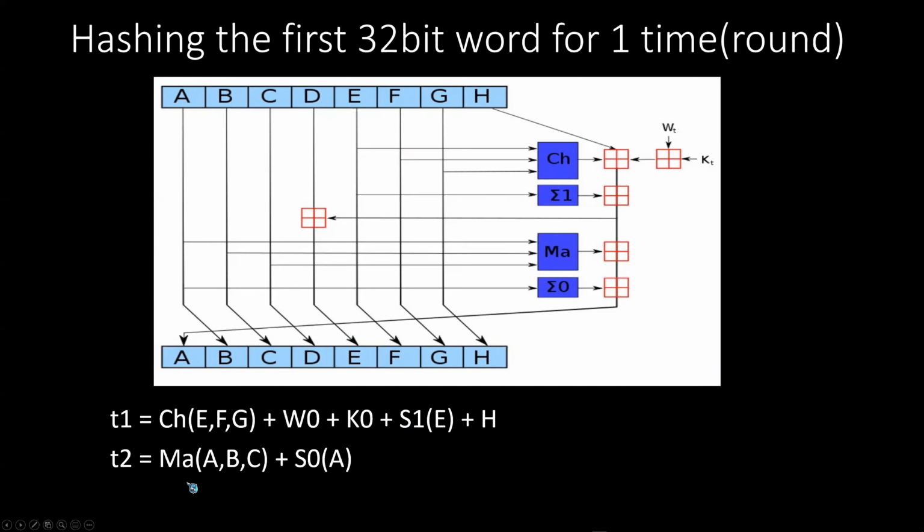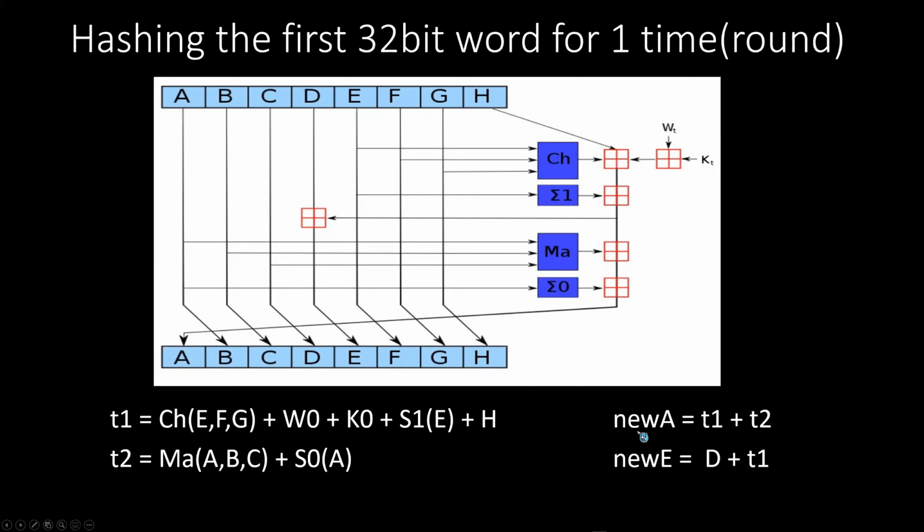And T2 will be the MA function with input of ABC, and we also use big sigma 0 with A as input. So notice that there's a new series of A, B, C, D, E, F, G, H being created. They will be used for the next round.